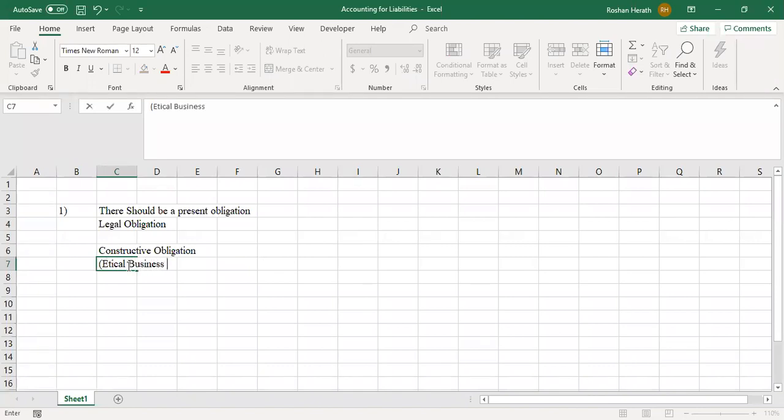They are concerned about the environment. So therefore, they may have a past practice or a published policy or a recent specific current statement or something like that. So they may create a valid expectation in the community that gets affected due to this pollution, due to this contamination of the environment. So therefore, here we can reasonably assume that the entity has a constructive obligation.